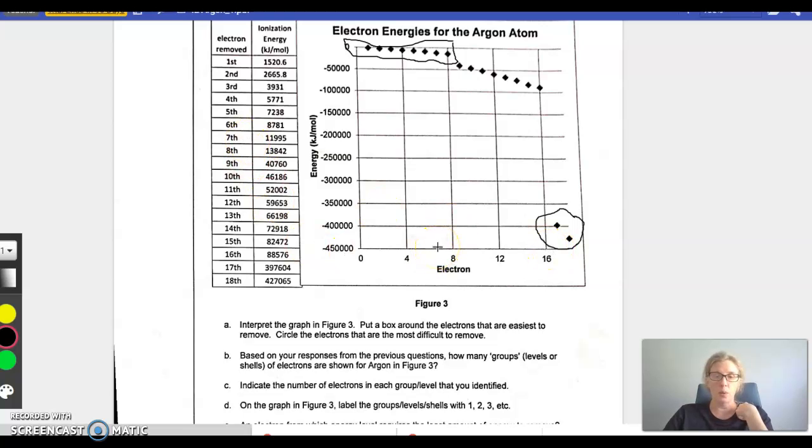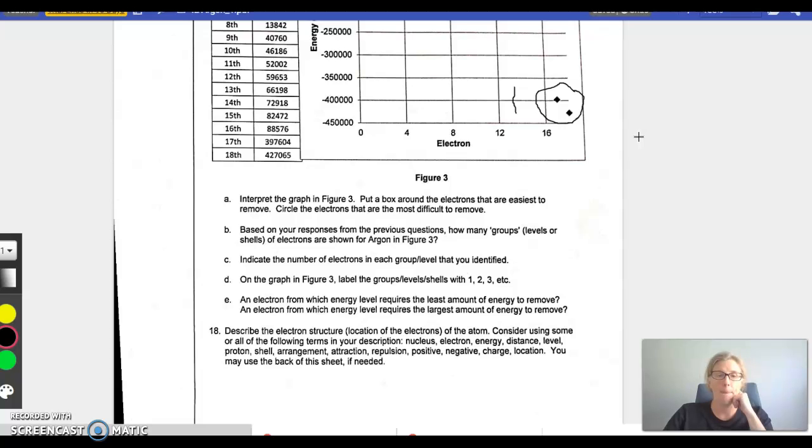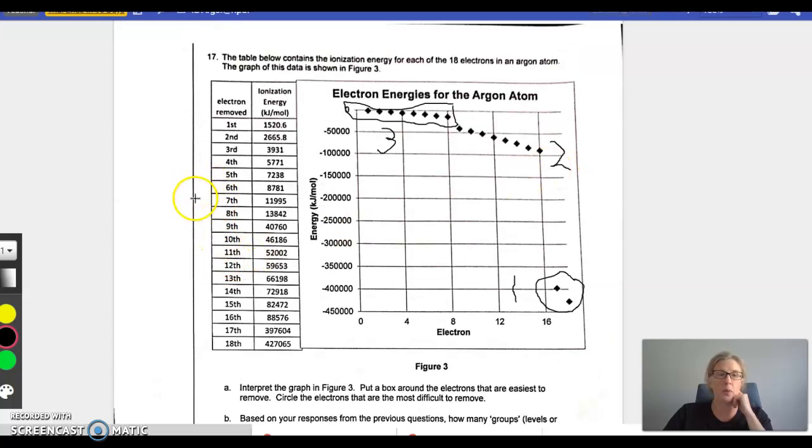This would be energy level 1, the one that is closest to the nucleus, which would take the most energy to remove. This would be energy level 2, and these last 8 would be energy level 3, the ones that are farthest away from the nucleus and easiest to remove. So the electron from energy level 3 requires the least amount of energy, and the electron from energy level 1 requires the largest amount.